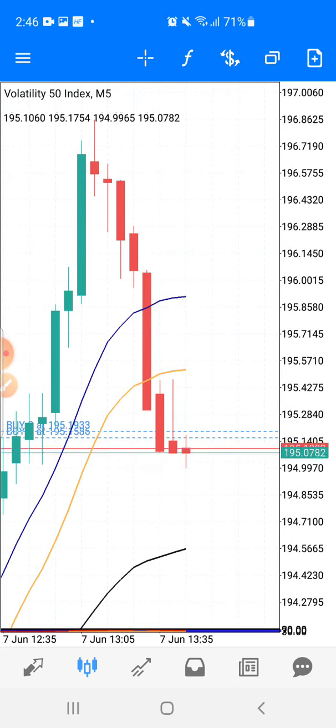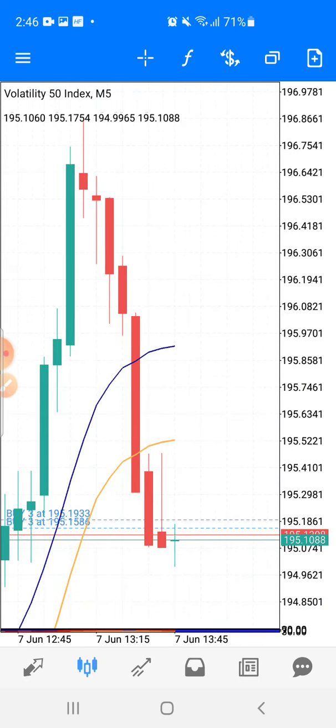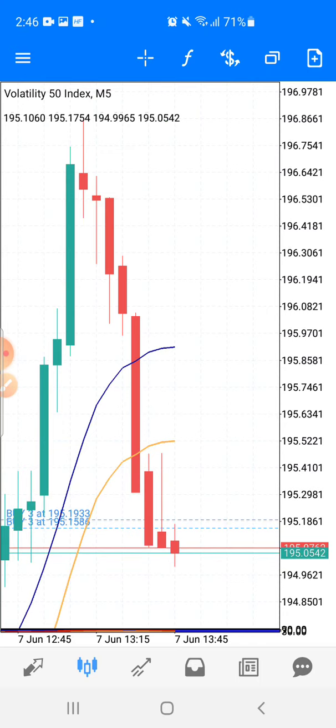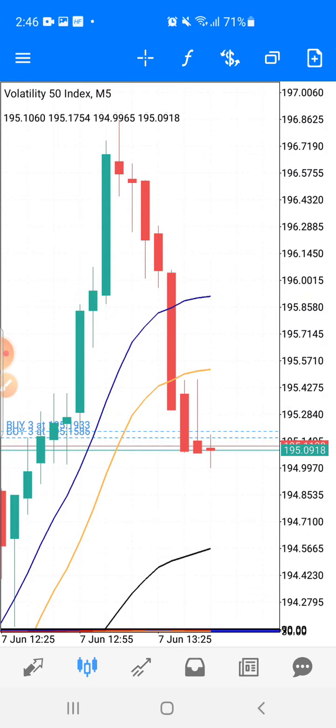If I see this kind of shooting star with a long wick in 1 hour time frame, I'm not going to enter this trade. But I know in 5 minutes time frame or 1 minute time frame, most of these candlesticks are not that strong. So that's why I'm entering this trade with my strategy. So how do you enter this trade?